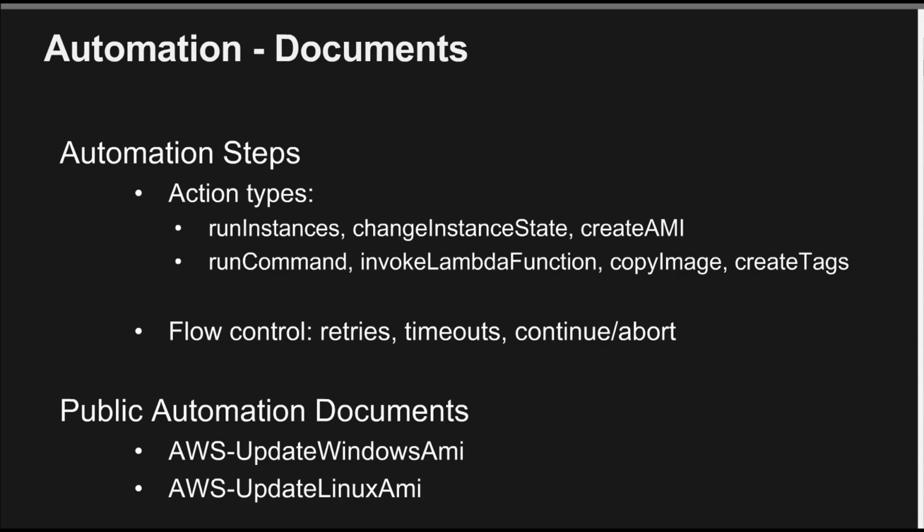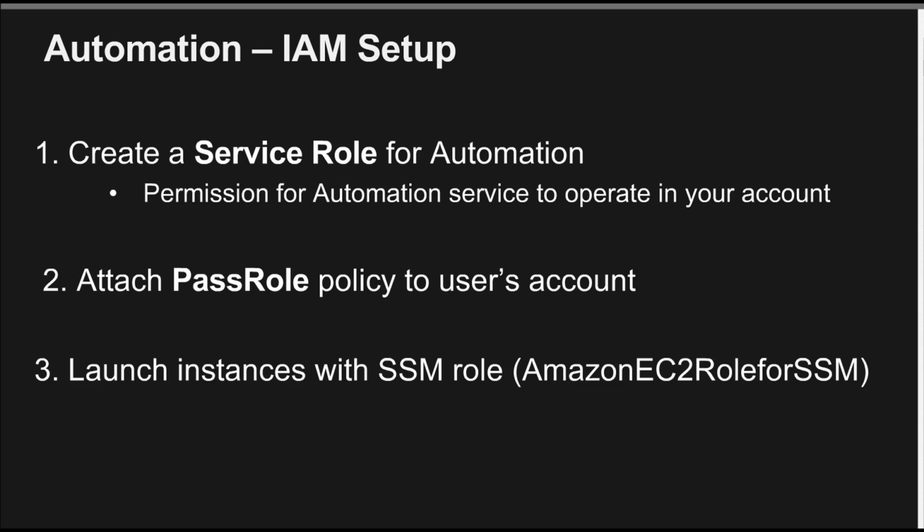With automation, there is a bit of work that you'll need to do with IAM. You'll need to create a service role for automation that provides permission for the automation service to operate in your account, and also attach pass role policy. And you'll need to launch instances with an SSM role. Again, the documentation includes this.